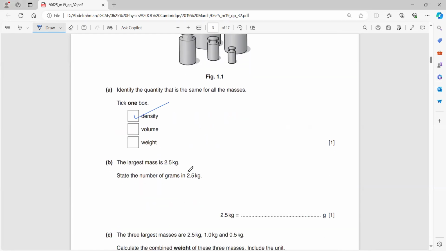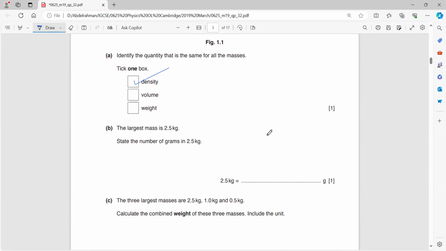The largest mass is 2.5 kilograms. State the number of grams. 2500. From kilograms to grams, we just multiply by 1000, so 2500 grams.